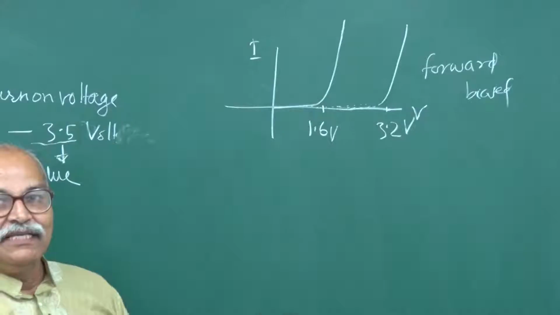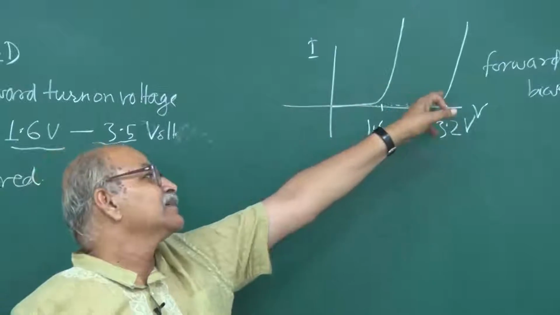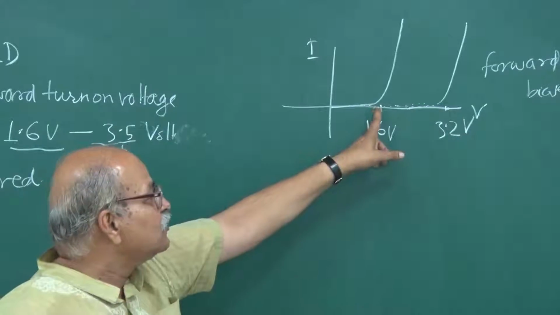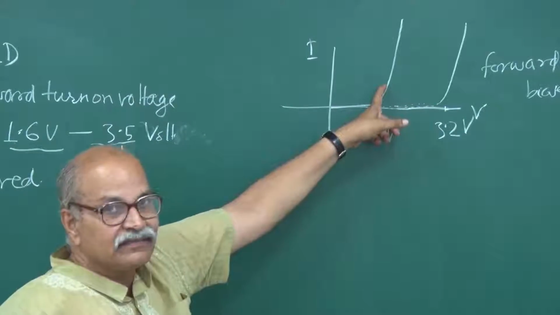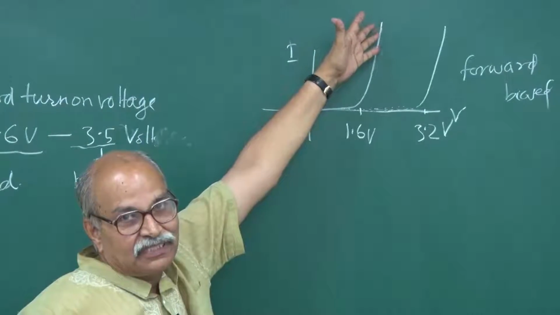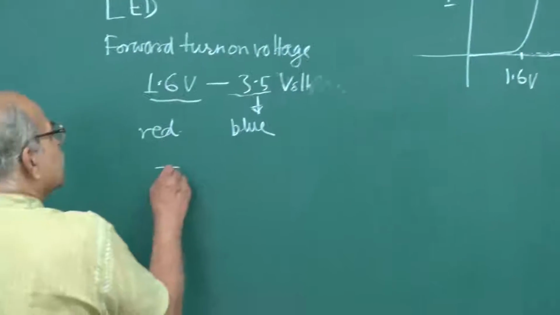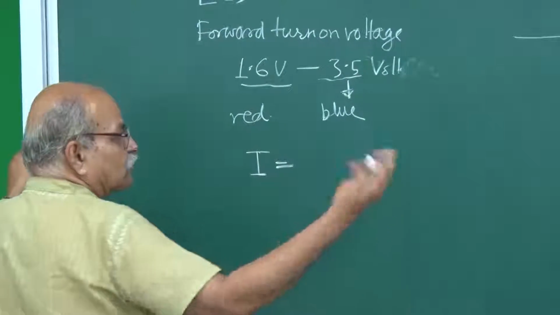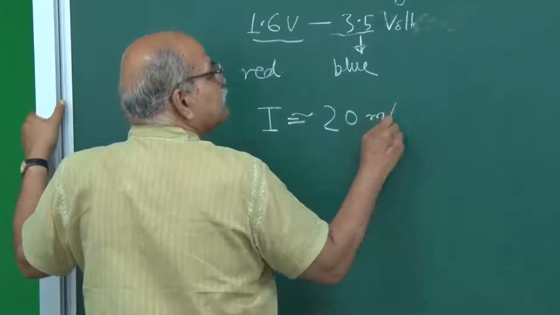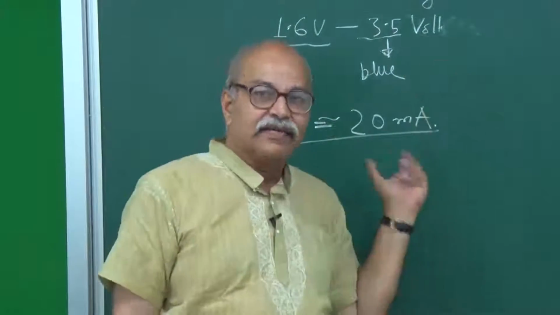You can very easily make out that this IV characteristic curve is for red and this is for blue. But if you try to increase the voltage on this LED, the current will suddenly shoot up, and that is not good for the LED. So one has to keep this in mind. Typically the current which can go through these LEDs without damaging is around, let us say, 20 milliamperes or so. So when you are connecting an LED in a circuit, take care of this.